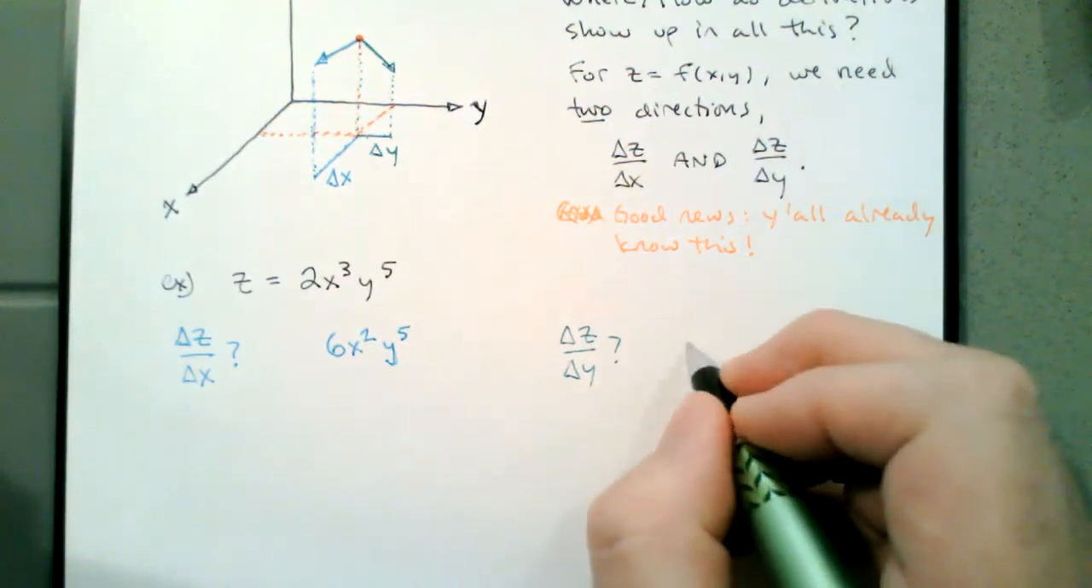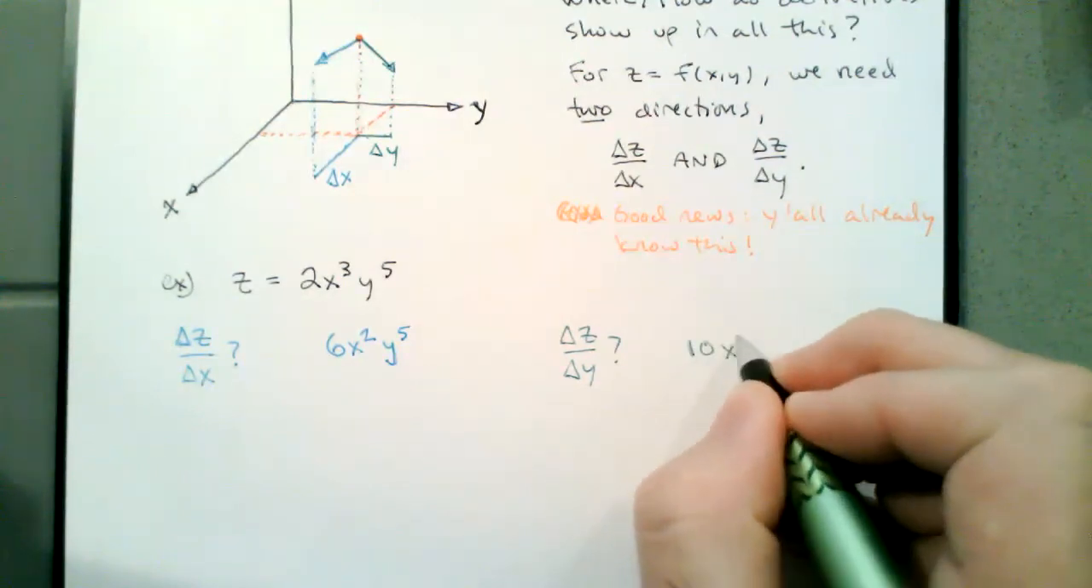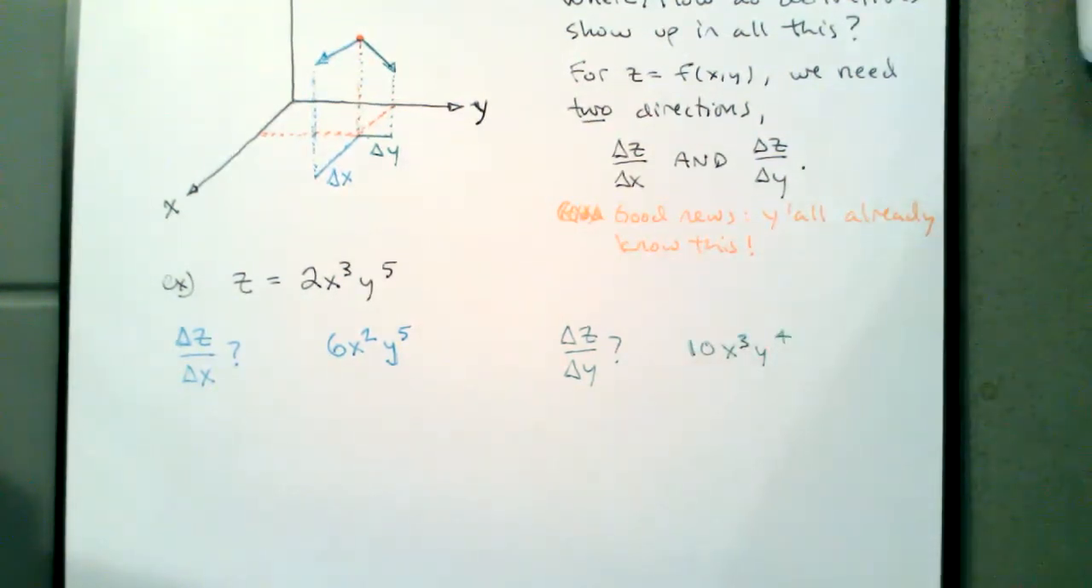So 10x cubed y to the fourth. So we didn't have any instruction on this. I just said, you know, it's still derivative stuff. And so we just applied derivative thinking. The derivative of z with respect to x, we just keep y as a constant. Y is just a constant multiple. We're imagining y to be constant because we're caring about what's going on in the x direction. And for dz dy, we hold x constant and look at what's going on in the y direction.